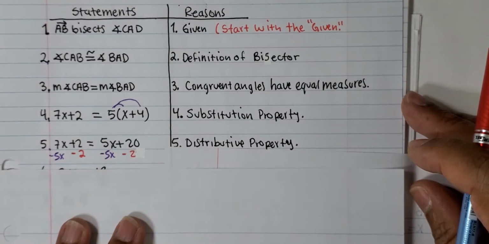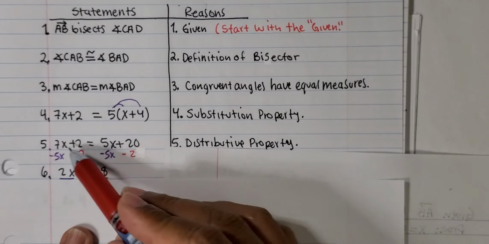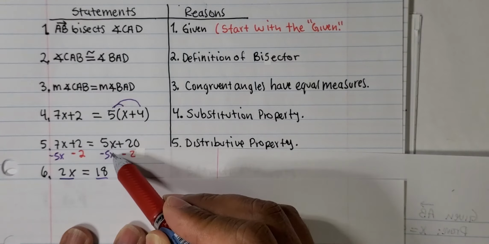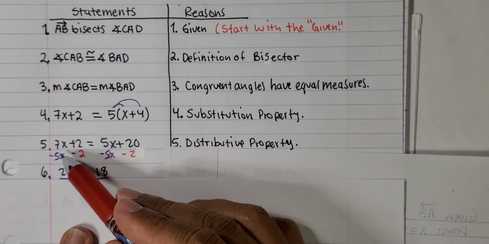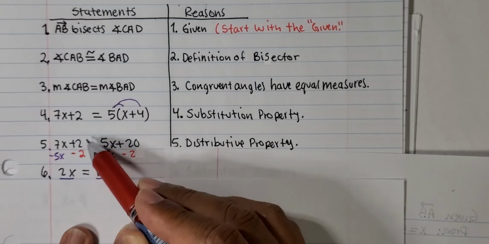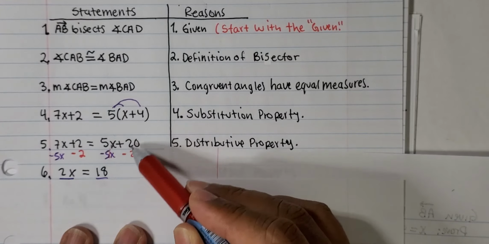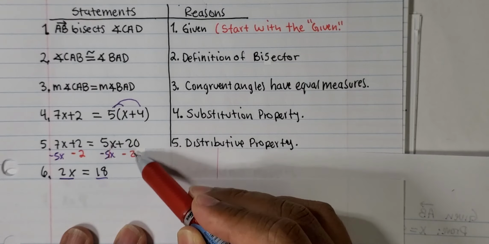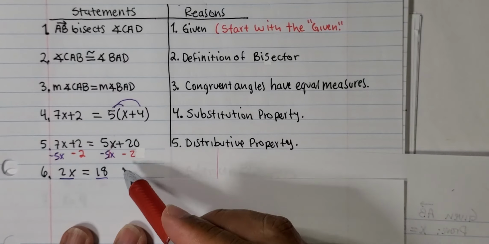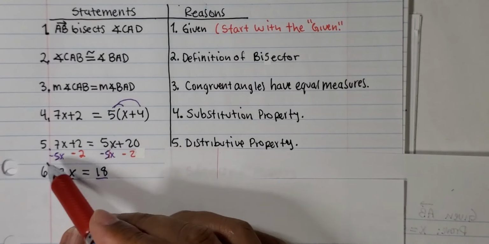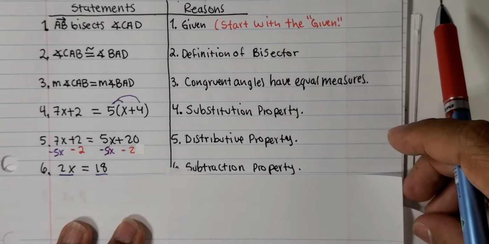The next one is I'm saying that 2x equals 18. Why? Because I'm subtracting 5x from this side, so that goes away from here, but 7x minus 5x leaves me with 2x. Then I subtract this 2 from here, and subtract that 2 from 20, and I'm just left with 18 on this side, because 20 minus 2 is 18. That means 2x equals 18. Which property did I just use here? I'm subtracting, so this is the subtraction property.